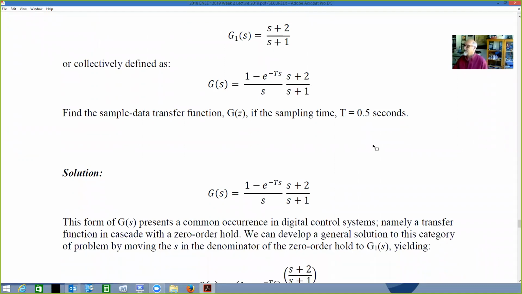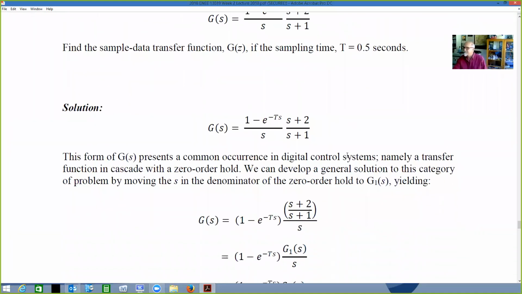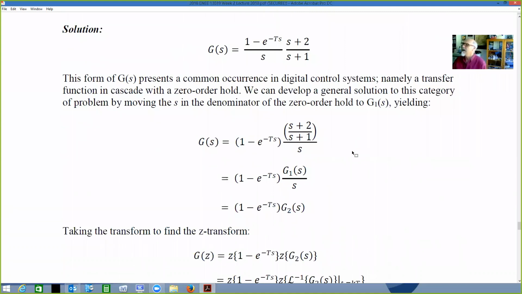So okay, we're going to start with that cascaded system. Now, the form of G of s presents a common occurrence in digital control systems. Namely, you have a transfer function in cascade with a zero-order hold. Now, remember, there are higher-order holds, but for an introductory unit we're just going to concentrate on zero-order holds. But it'll be exactly the same process. It just means that these functions would be of a slightly different form.